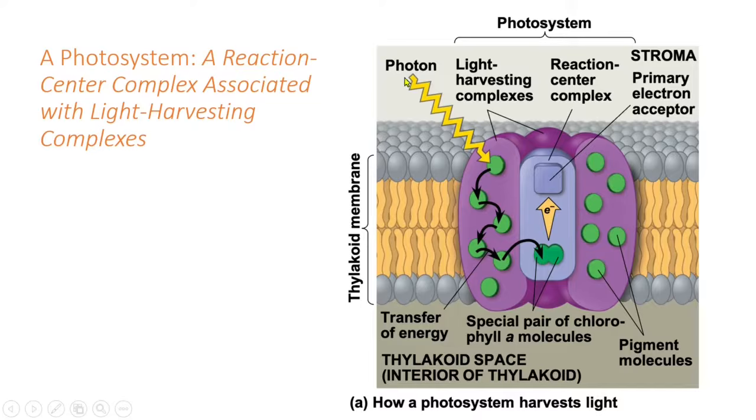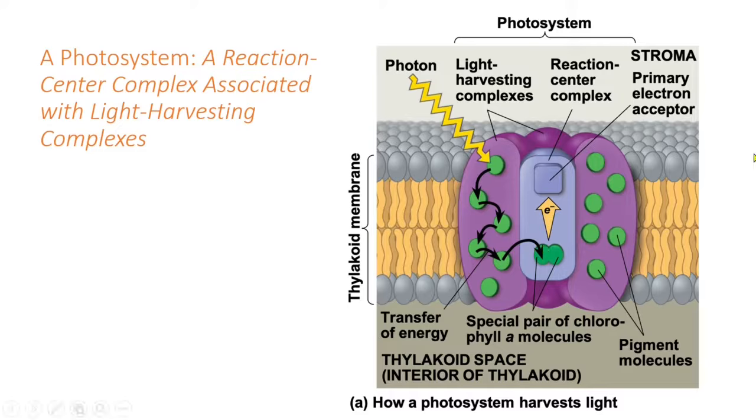So when a photon hits one of the chlorophylls, actually called accessory chlorophyll, it will absorb the light energy and transfer it from one accessory chlorophyll to another until it is gathered towards a very special pair of chlorophyll molecules, where the electron becomes excited and is released.